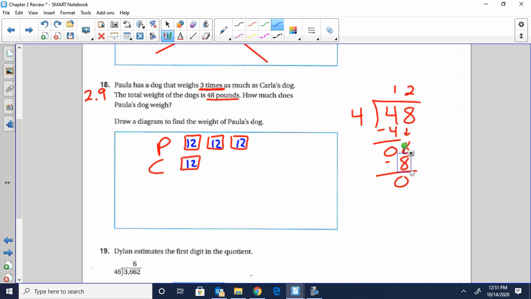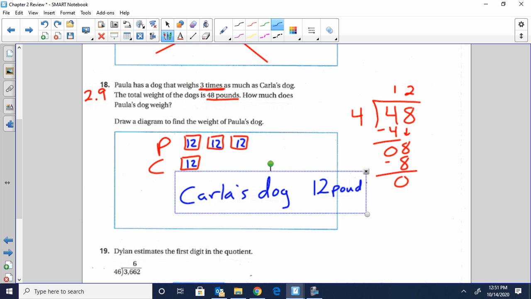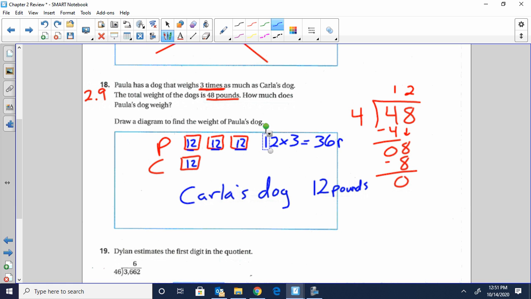So Carla's dog is going to weigh 12 pounds. And Paula's dog is going to be 12 times 3 boxes. 12 times 3 is 36. So Paula's dog weighs 36 pounds.